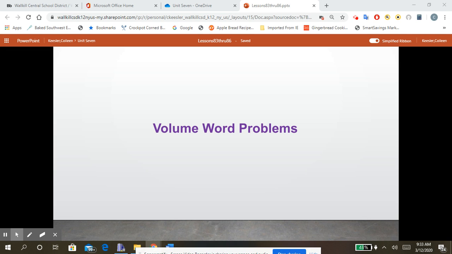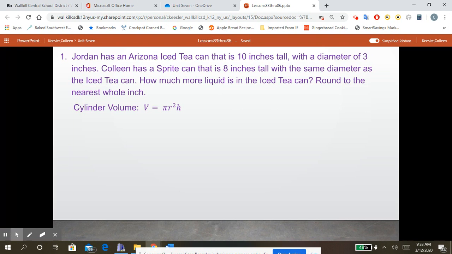Hi Math 8 students, today we're taking a look at some volume word problems. Jordan has an Arizona iced tea can that is 10 inches tall with a diameter of 3 inches. Colleen has a Sprite can that is 8 inches tall with the same diameter as the iced tea can. How much more liquid is in the iced tea can? Round to the nearest whole inch.